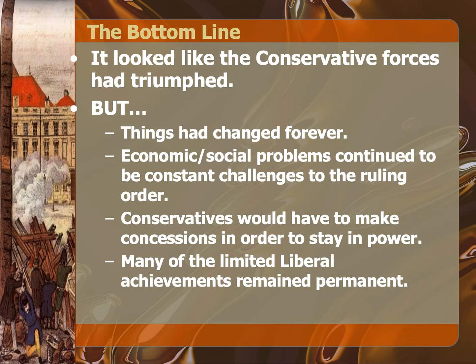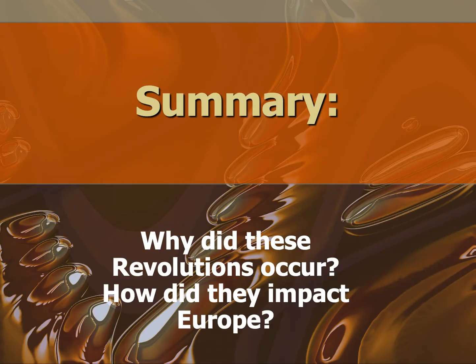And many of the limited liberal achievements remained very permanent, and again, are going to lead to the eventual unification of Germany, the eventual unification of Italy, the eventual breakup of the Austrian Empire. So in the end, they're successful, but not at this point. So why did these revolutions occur, and how did they impact Europe?